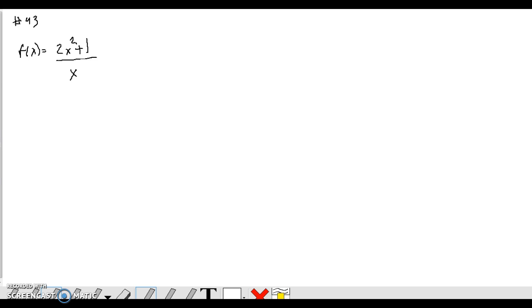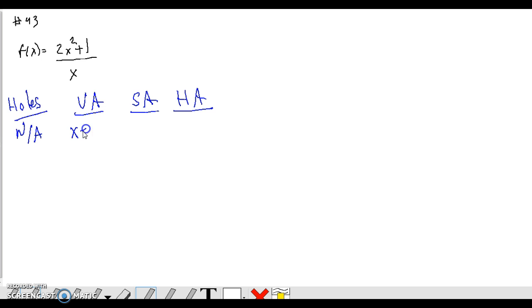Okay. Moving on, let's try this guy. So again, holes, VA, HA, SA. I did those backwards, sorry. This can't be factored. So if it can't be factored, the x doesn't go into it, so we don't have a hole. Vertical asymptote, this will be at x is equal to 0. HA, 2 is greater than 1. Since we still have a denominator, it does not have a horizontal asymptote, so it does have a slant asymptote.